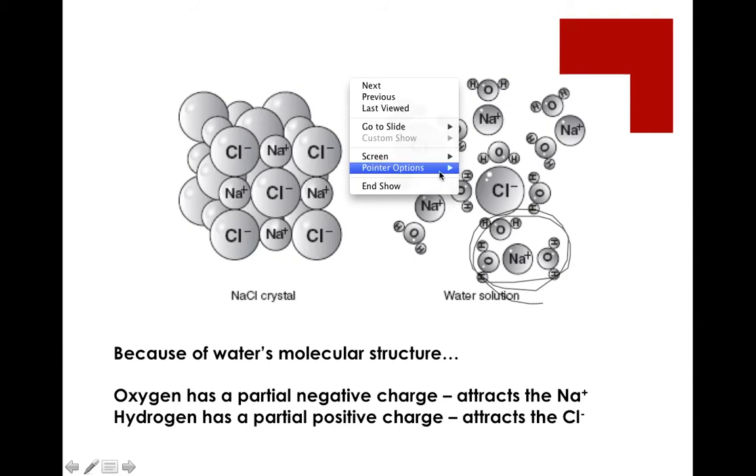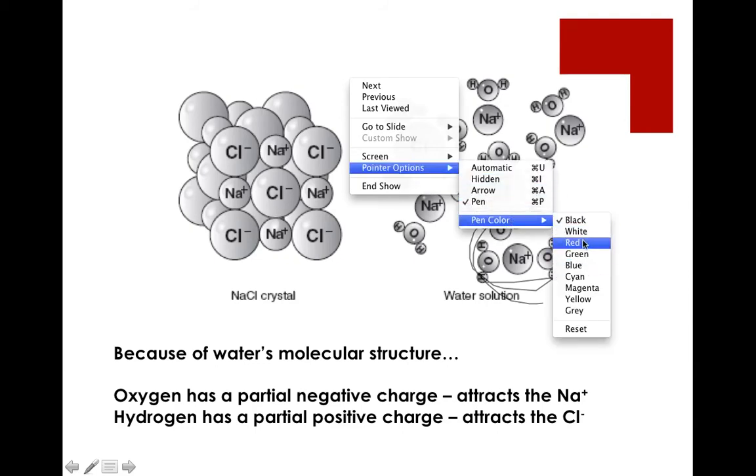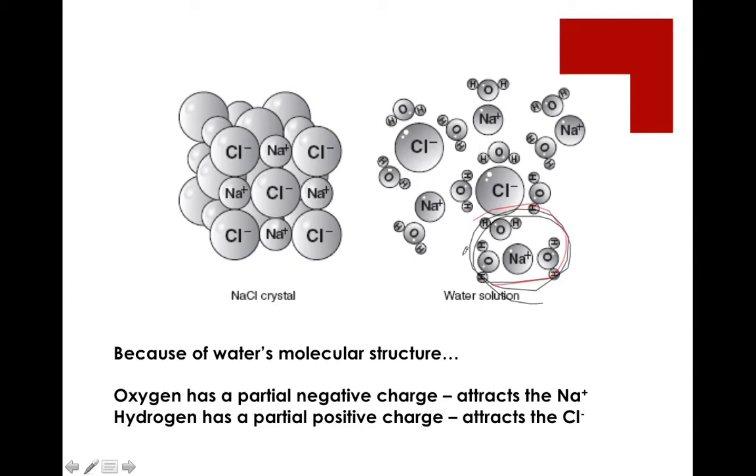I'm going to change my pen color to something a little funner, like red. So over here, you see that the positive sodium is being attracted by the negative oxygen ends, okay? And then hydrogen has a partial positive charge. And so you see that the hydrogens over here, because they're positive, attack the negative chlorine and kind of surround it like bullies. And so that's why sodium and chlorine can't bond anymore like they are over here, because they are separated by water, kind of like little bullies. And that's because of water's molecular structure, being that it's polar.